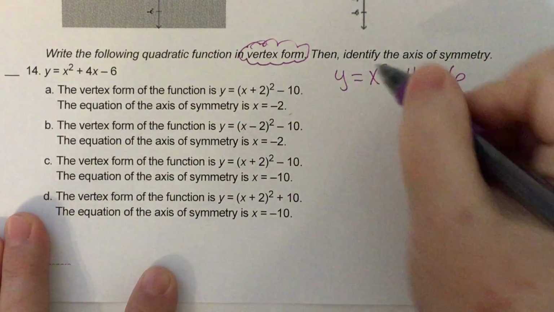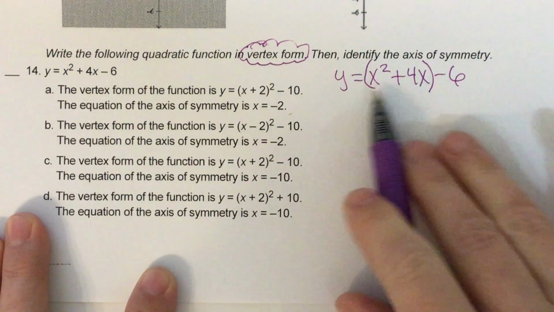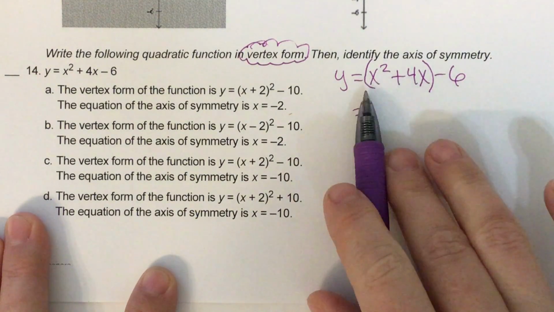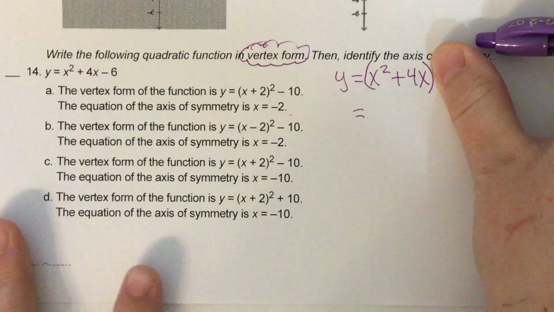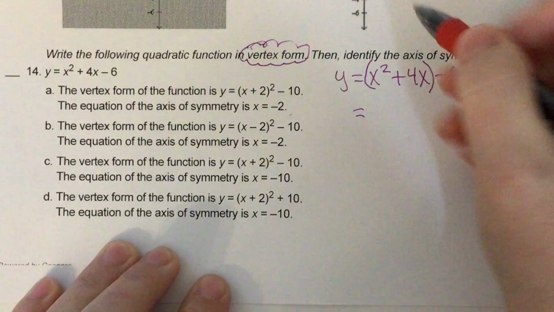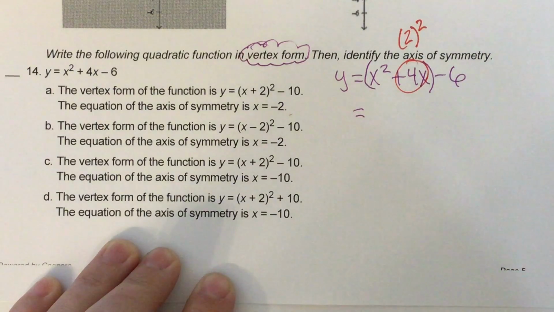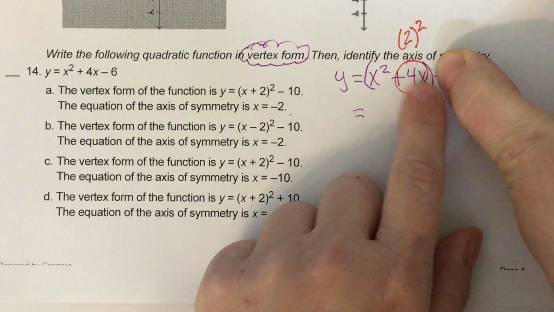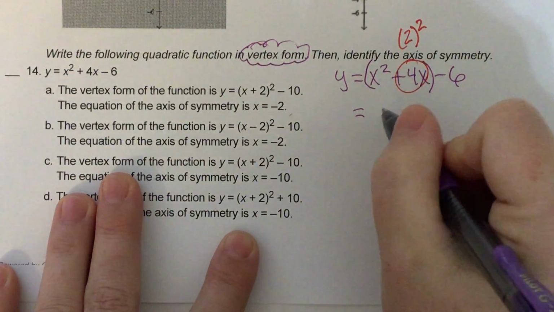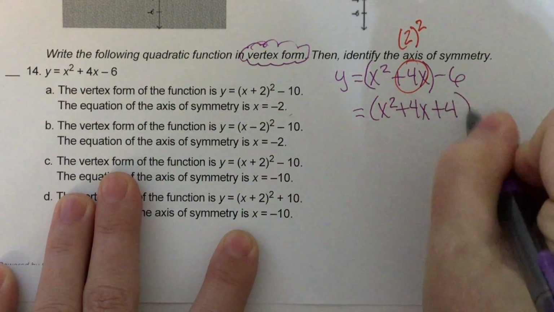For completing the square, we separate the constant from the other two terms. And we're going to try to figure out what would make this a perfect square trinomial. We've already talked about that a little bit. If I take half of 4, that would be 2, and 2 squared would be 4. So I need a 4 back here to make this a perfect square trinomial. So I would have x squared plus 4x plus 4.